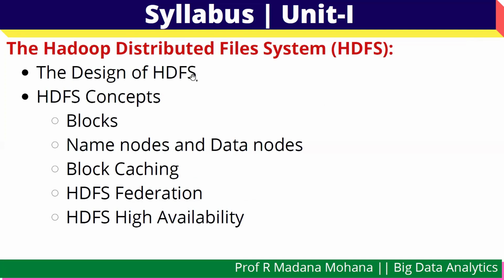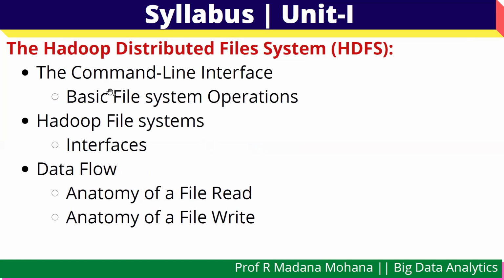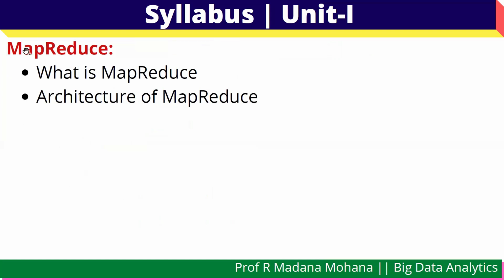Here, first the design of HDFS, then some of the HDFS concepts, that is blocks, name nodes and data nodes, block caching, HDFS federation, HDFS high availability. Then the command line interface, here basic file system operations, then Hadoop file system interfaces, then in data flow, the flow of file read and file write, which is called anatomy of a file read and anatomy of a file write.